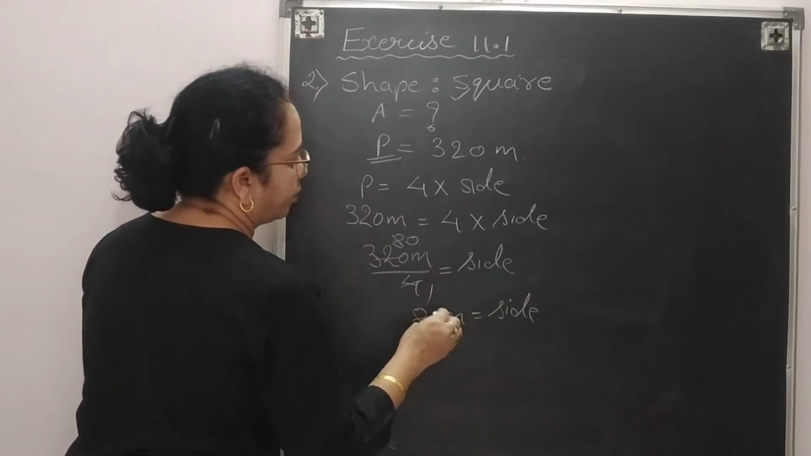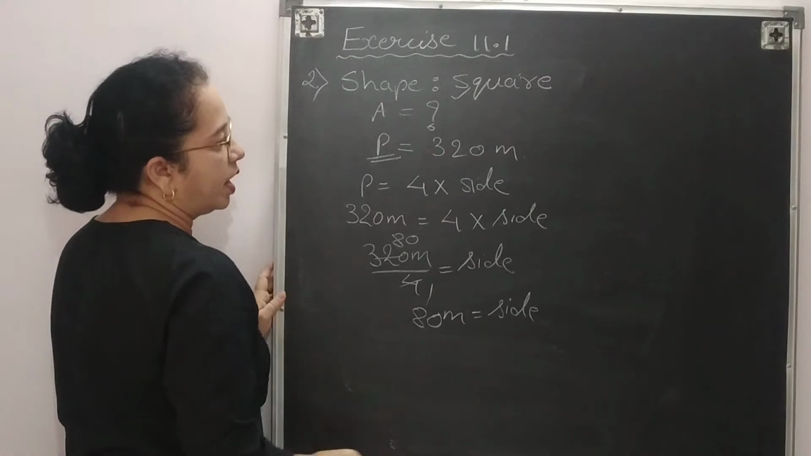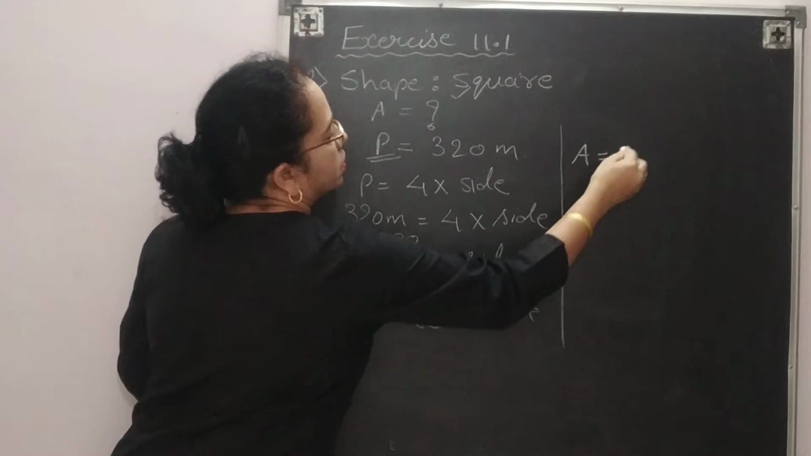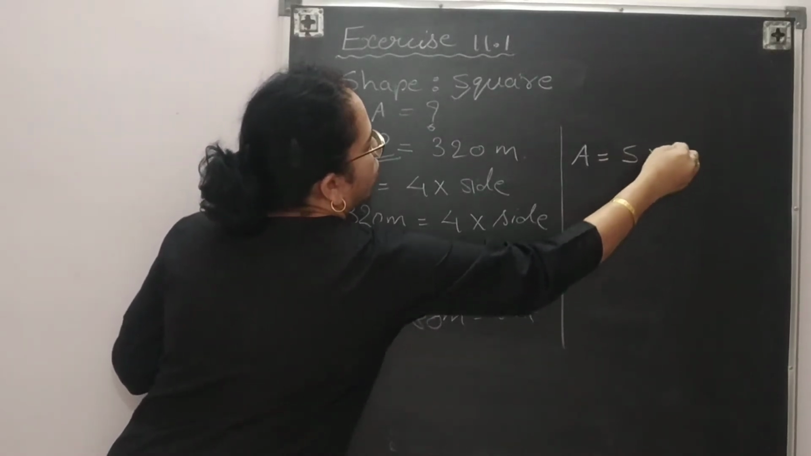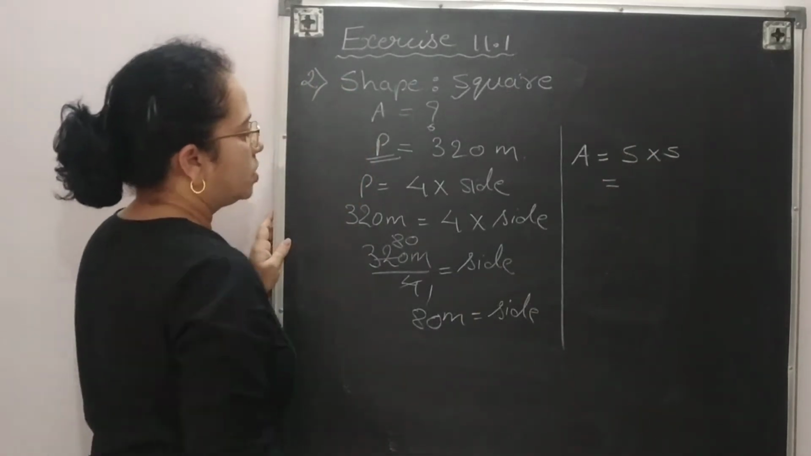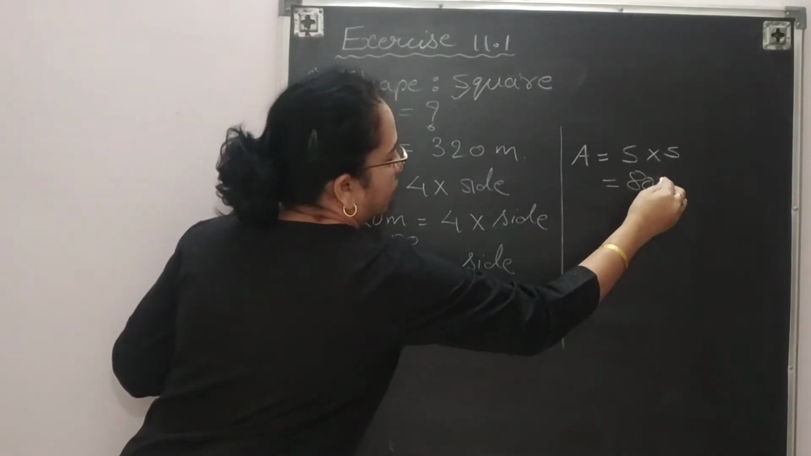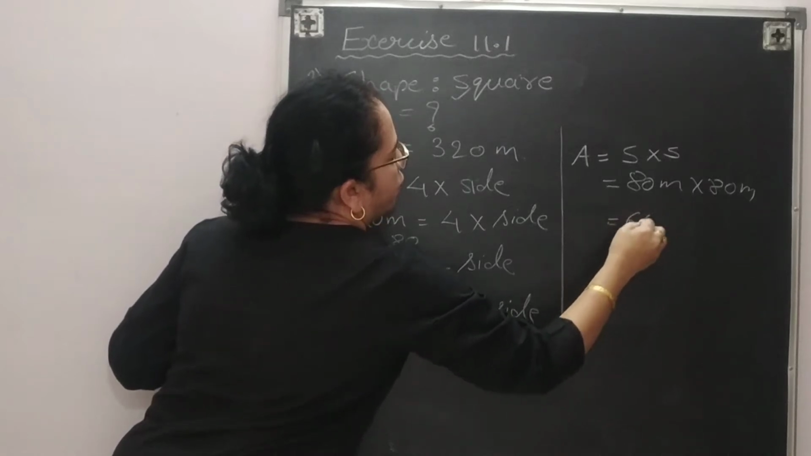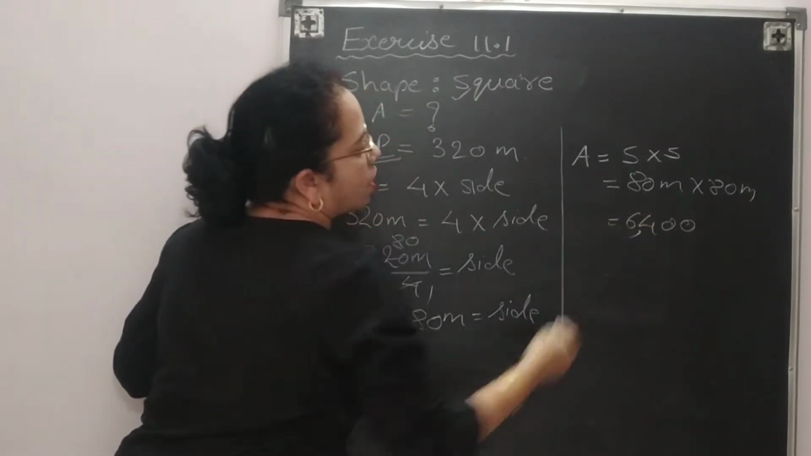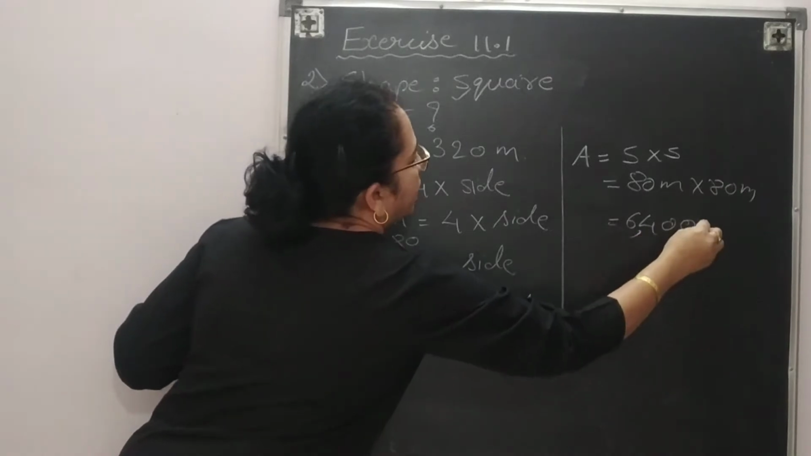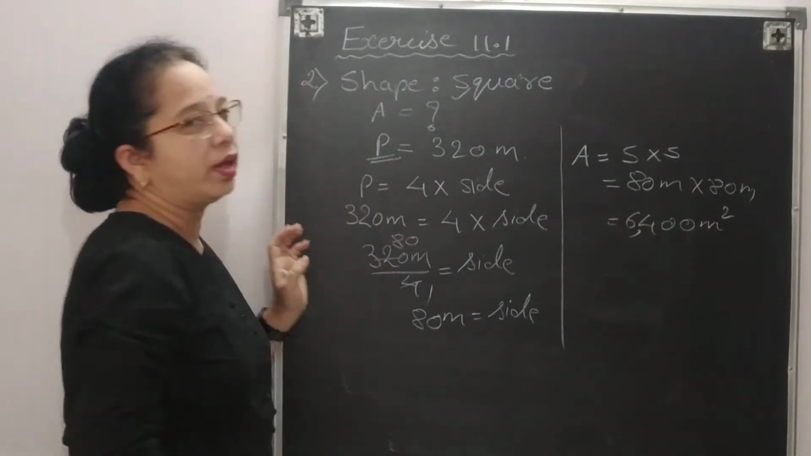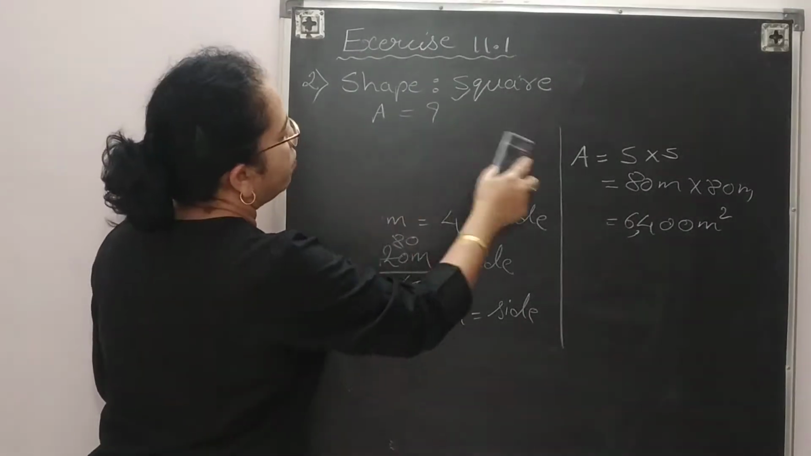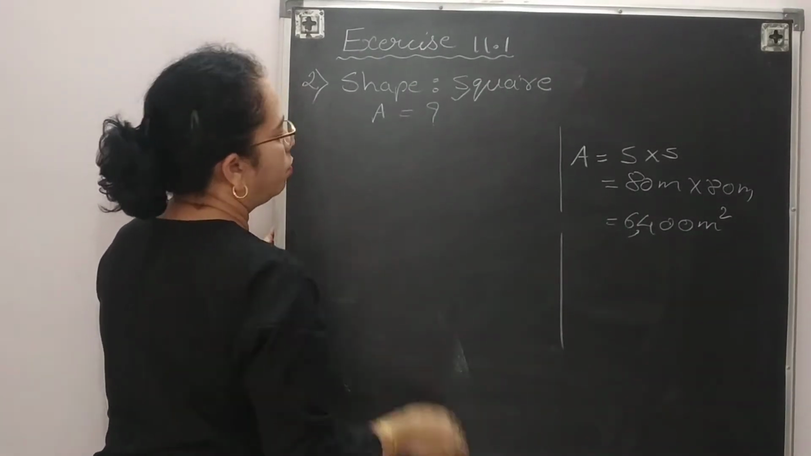And then you need to find the area, so we will use the formula for area also. Area of a square will be side square, or you can say side into side. So the side is 80 meter into 80 meter. 8 8s are 64 with 2 zeros. 6,400, meter into meter will give you meter square. So 6,400 meter square.